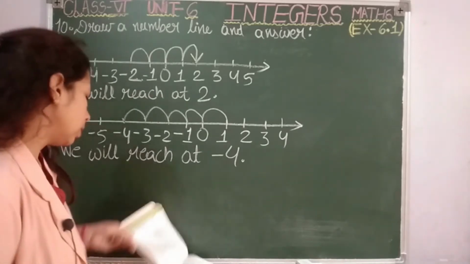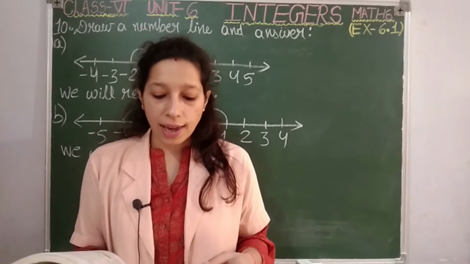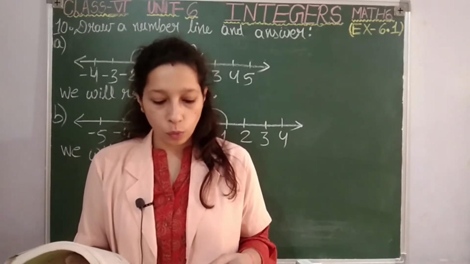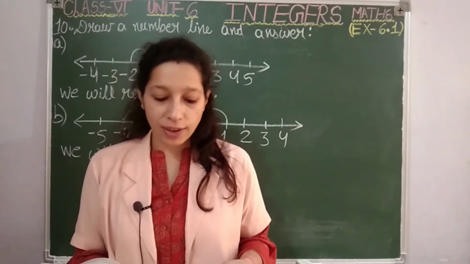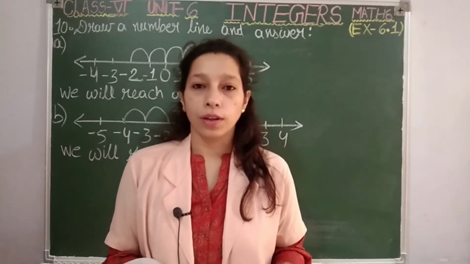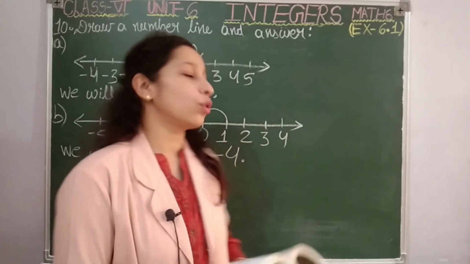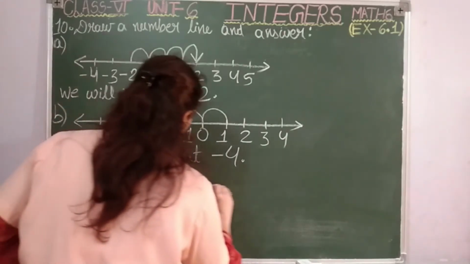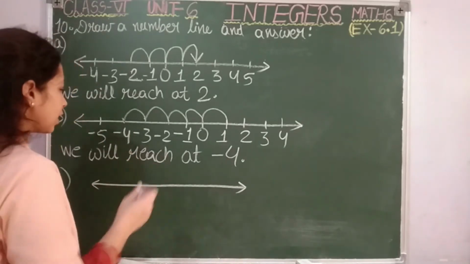Okay. Now the next question we are going to see. Question number C. If we are at minus 8 on the number line, in which direction do we move to reach minus 13? So we are at minus 8 and we have to reach minus 13. To which direction do we have to move? Again, let us draw a number line. You can answer simply also, but here it is asked to draw the number line, that's why we will draw.